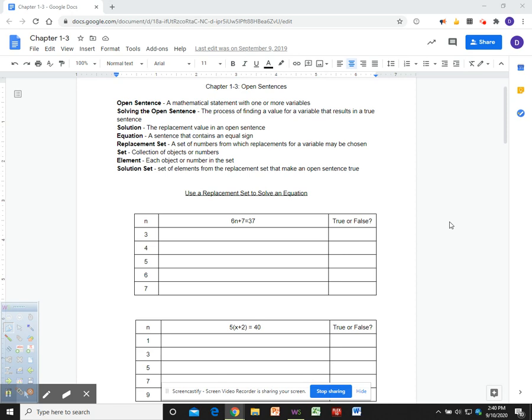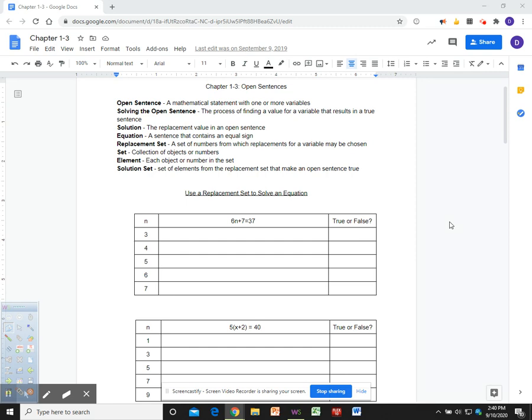Solving the open sentence is the process of finding the value for a variable that results in a true sentence. Basically, that's what we're going to be trying to do. They're going to give us a bunch of numbers. We've got to plug them in and figure out which one works best. The solution is the replacement value in an open sentence, so whatever we get for it. An equation is a problem with an equal sign, really. A replacement set is what we are going to be plugging in to the problem.